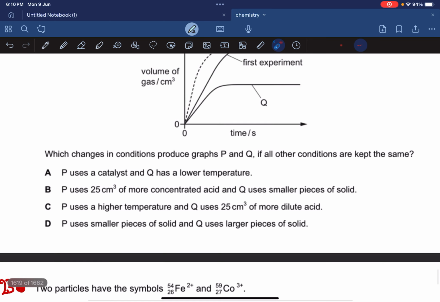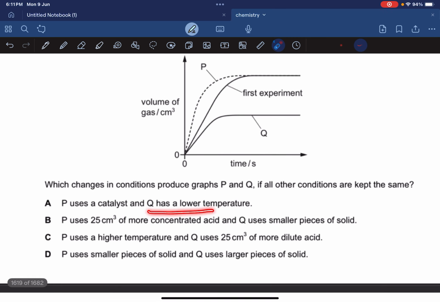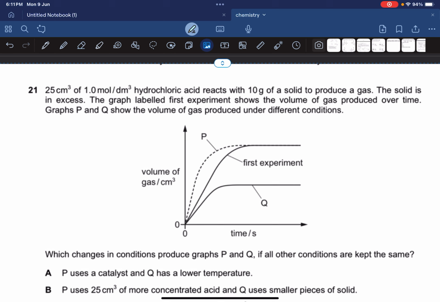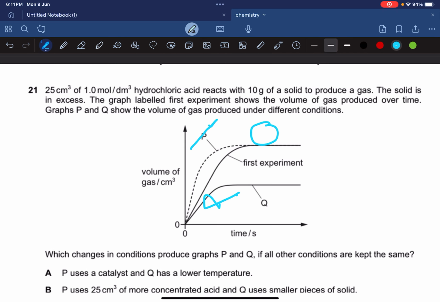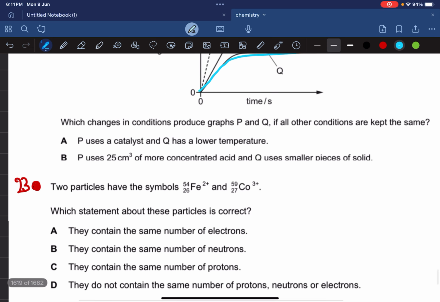Okay, what changes in conditions produce graph P and Q if all of the other conditions are kept the same? P uses a catalyst and Q has a lower temperature. Okay, that's incorrect. Why is that incorrect? Q does not only have a lower temperature, it has a lower gradient, that means lower temperature, but also less amount of acid. It needs to have less amount of acid. Why? Because acid is the limiting reactant. I need less amount of it because less product is being formed. So that is incorrect.